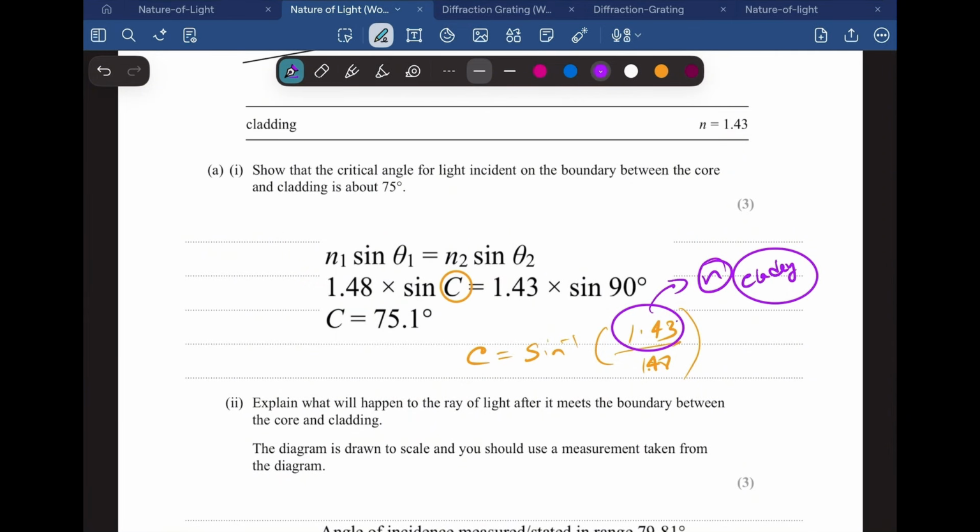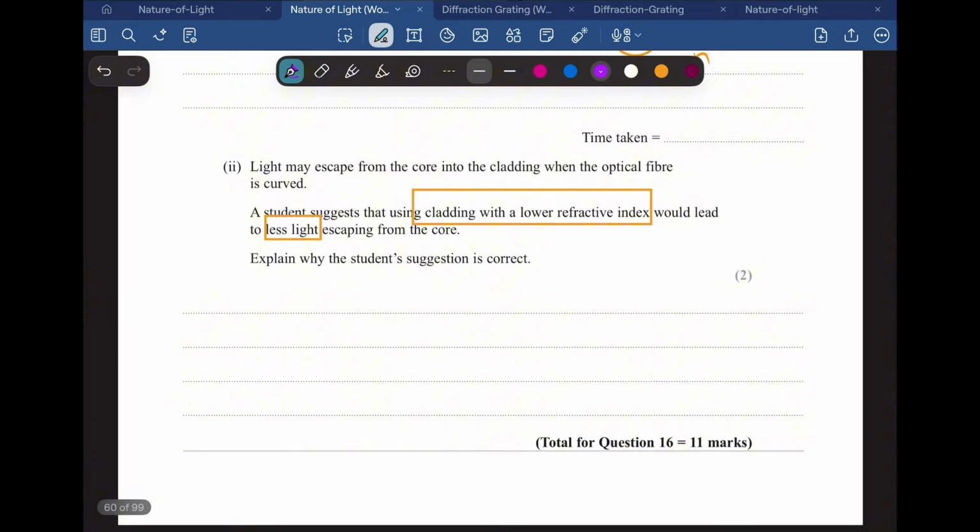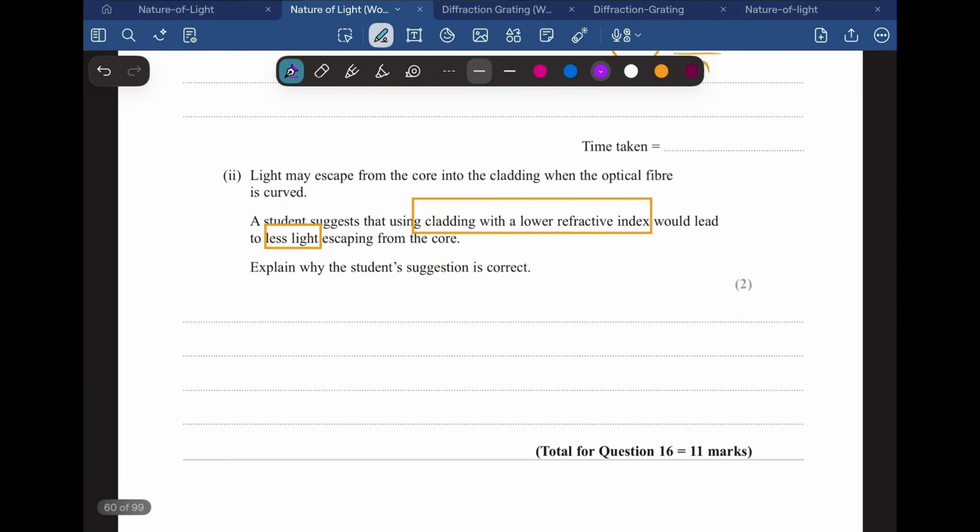So as the refractive index of the cladding gets smaller, the critical angle gets smaller, right? And when the critical angle is smaller, at that time more light will be totally internally reflected, because you won't require a very high angle of incidence. More of the incident light will hit the boundary at an angle greater than the critical angle. That is the reason.